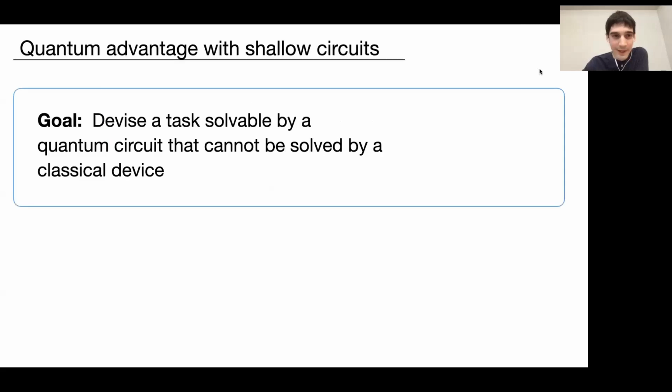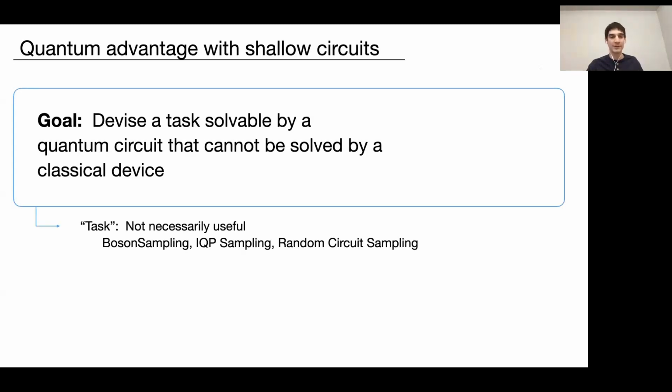So the goal of this talk is one that I think we can all pretty easily get behind: to devise some task which is solvable by a quantum circuit that can't be solved by a classical device. There are some things we need to break down about what we actually mean here. First, what do I even mean by a task? In the traditional line of quantum supremacy results, I don't mean something that necessarily needs to be useful or have any immediate application.